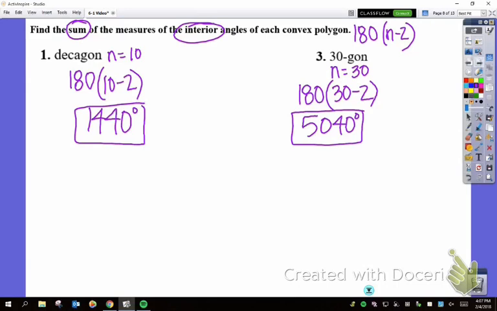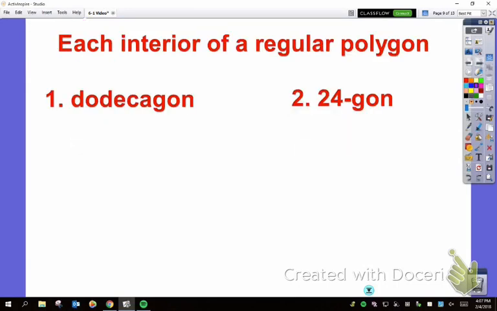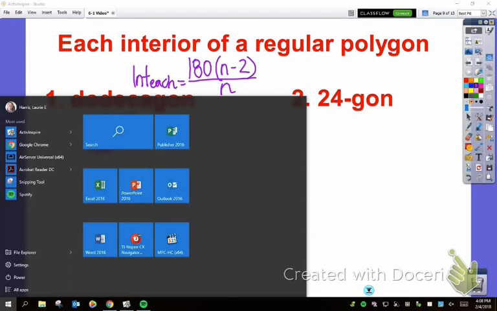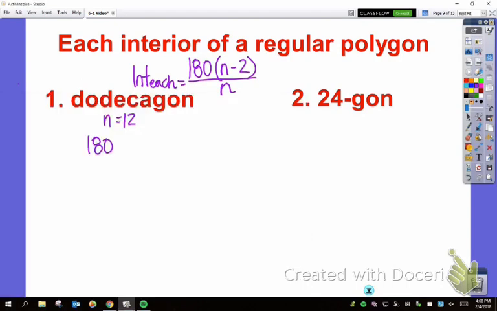Okay, our second set of examples is each interior angle of a regular polygon. And your each interior formula is 180 times (n minus 2) divided by n equals each interior. Okay, now a dodecagon means we have a 12-sided polygon. So we're going to say we have 180 times (12 minus 2) divided by 12.